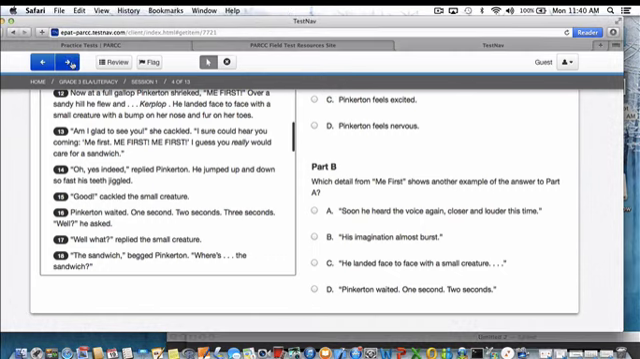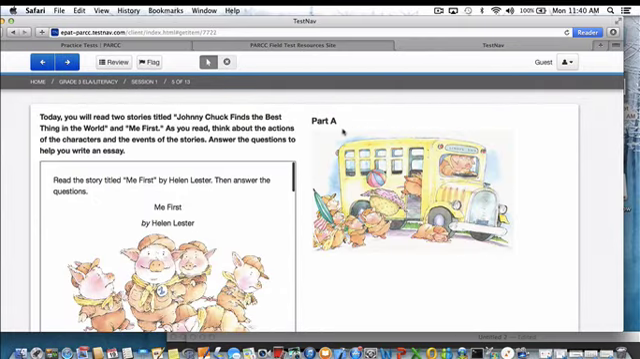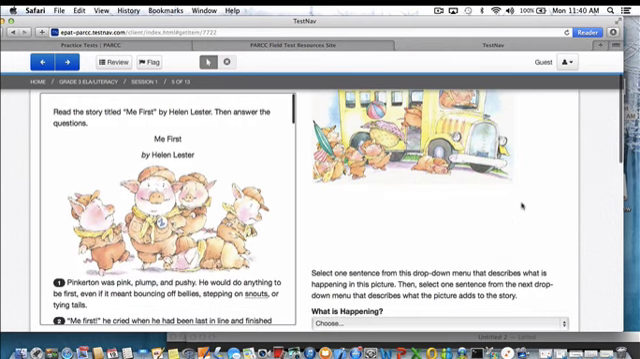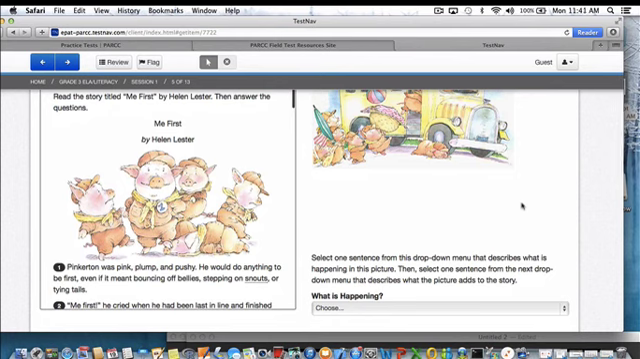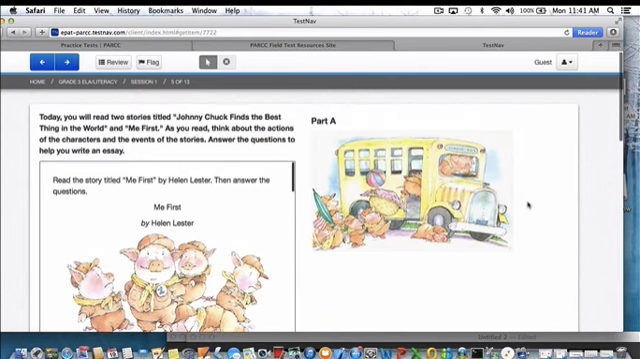Let's look at the next question in this, and here we see a picture or an image from the story, and the first question is, what is happening? And we're supposed to use this drop down menu to select one of the sentences that describes what is happening. And so here I can recall or remember what is happening. And remembering what is happening just means I'm being able to locate that in my memory of the story.